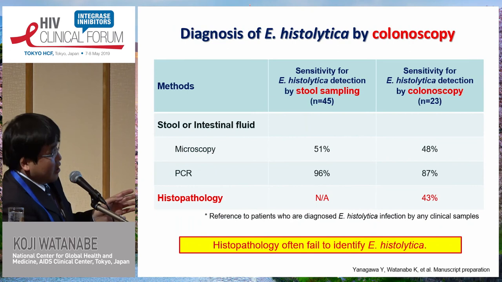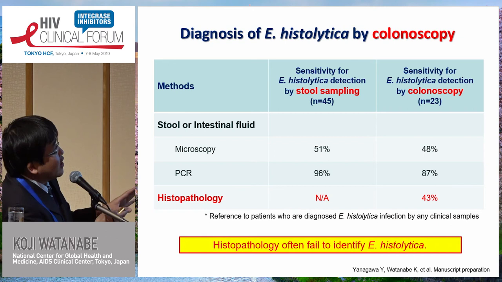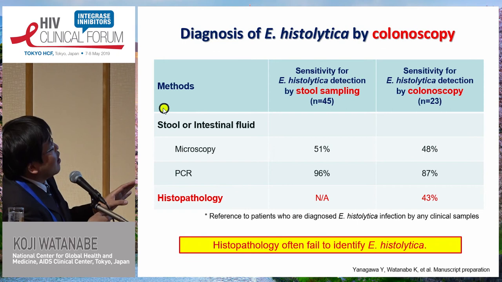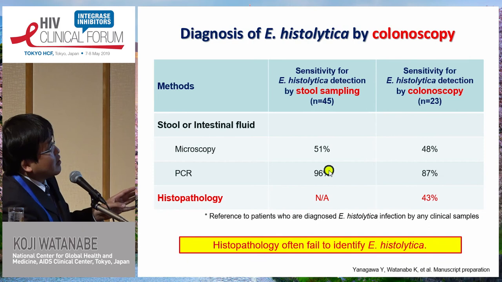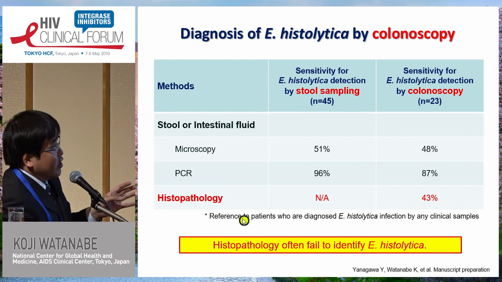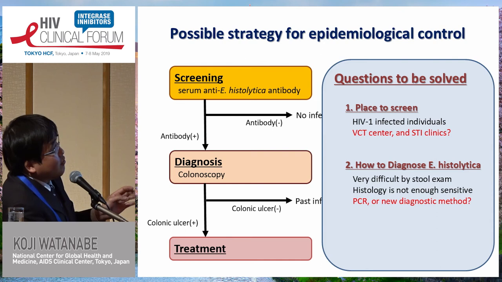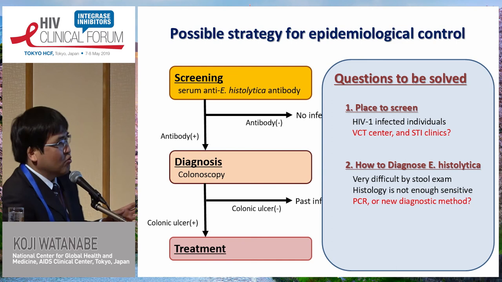And this is our new data on colonoscopy and stool sampling. The method is a little bit different: stool or intestinal fluid, microscopy, PCR, and histopathology by stool sample or colonoscopy. You can find that PCR has very high sensitivity, but is very expensive. And it's very interesting that even by histopathology, on a biopsy sample, it is difficult to diagnose asymptomatic chronic infection of E. histolytica. Histopathology often fails to identify E. histolytica. So in future studies, we have to invent a new diagnostic method. And this is my research theme, another research theme here.